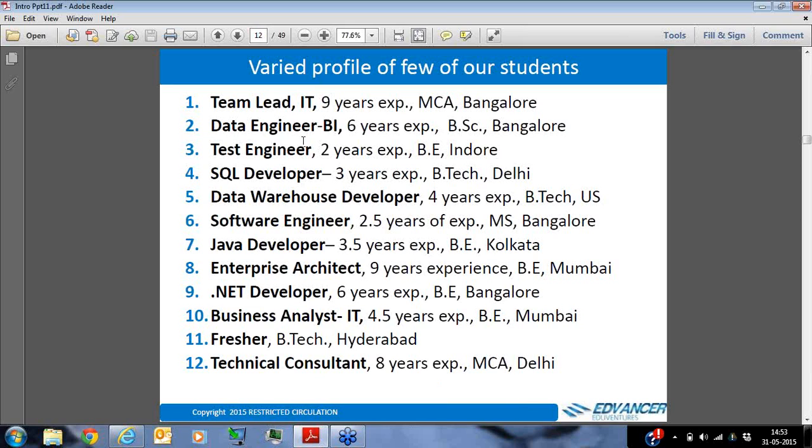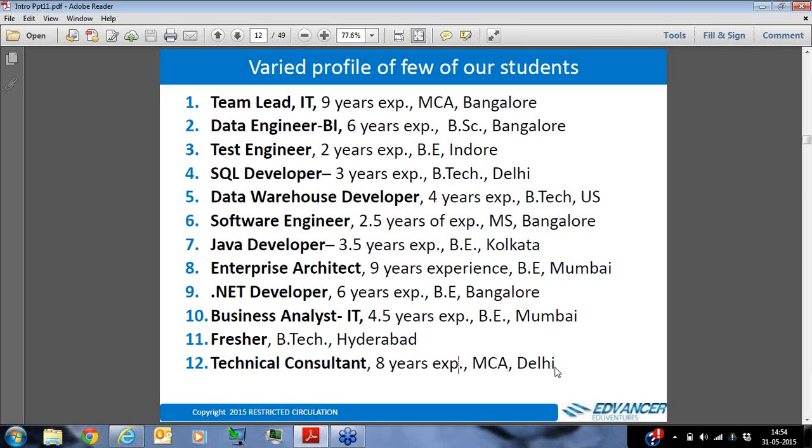So if you look at some of the student profiles that we have, team leads from the IT industry, data engineers, testing people. A lot of testing guys come to us to do this course and enhance their skills. We have SQL developers, data warehousing people, software engineers, Java developers, enterprise architects, .NET. A lot of people who are working on .NET also do this course. We have business analysts, we have freshers, basically those who have no experience at all. At least 20% of our class is filled with freshers, and technical consultants.